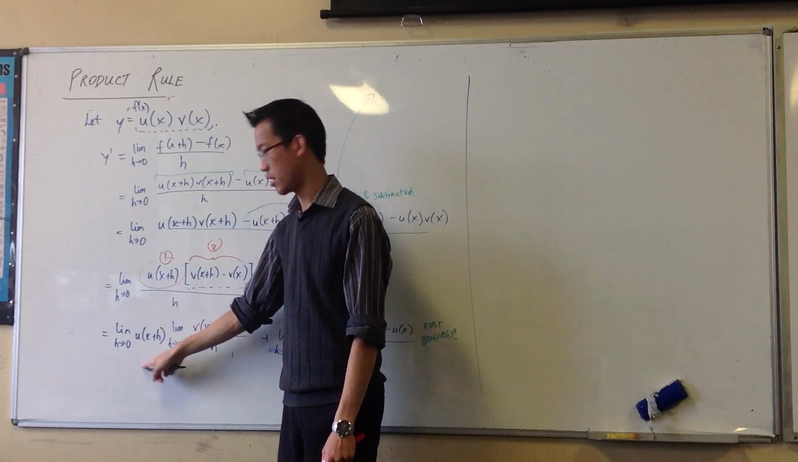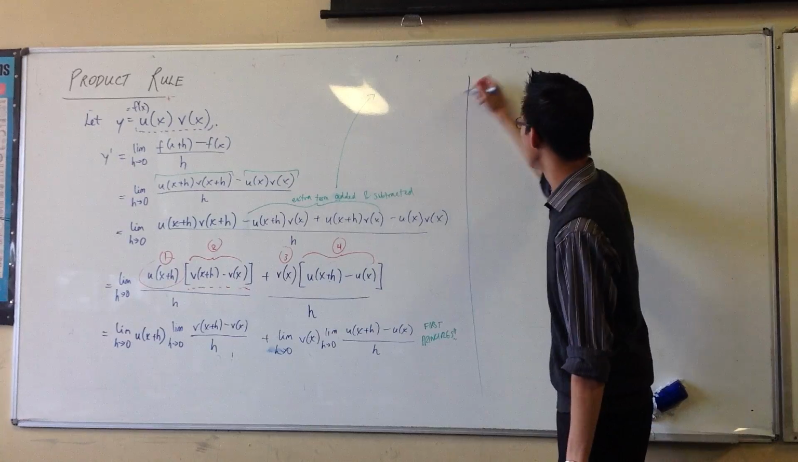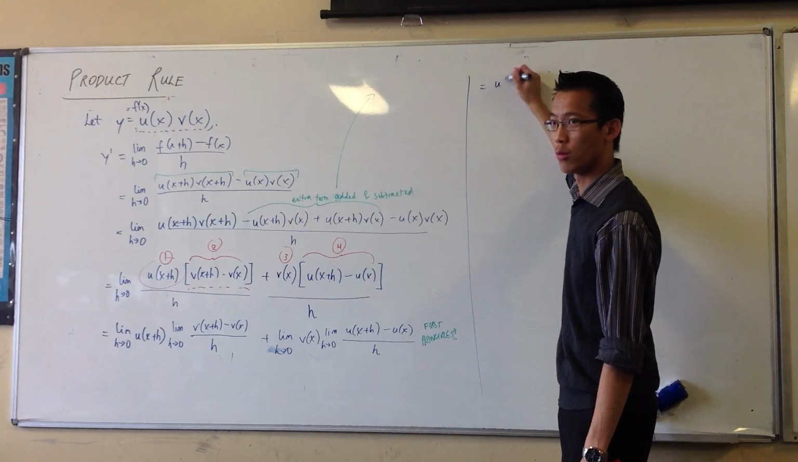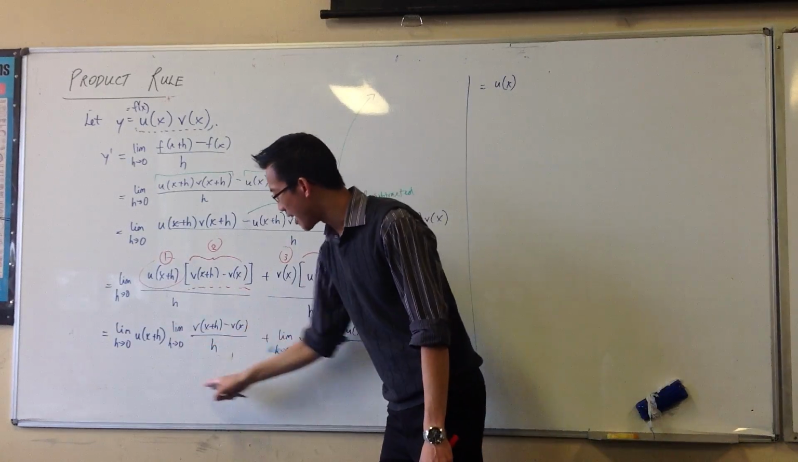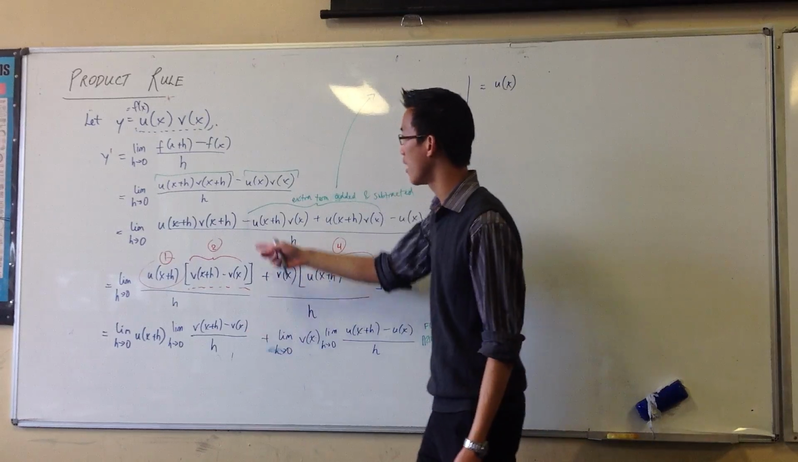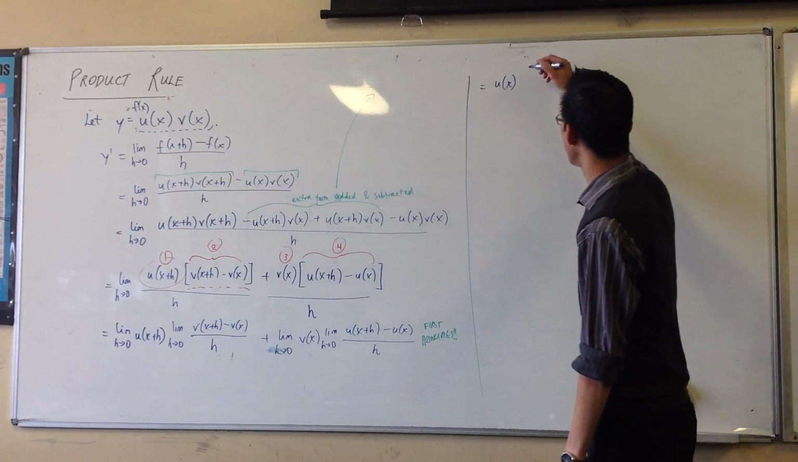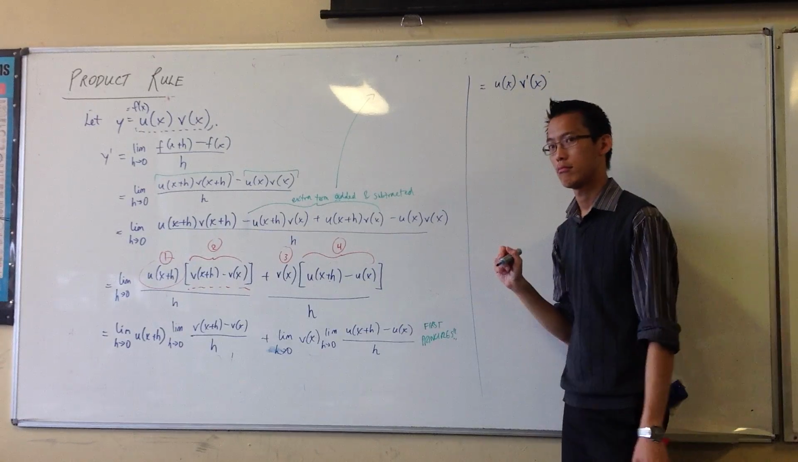H is not on the denominator, so I can just slap in h equals 0. So when h equals 0, that limit is just u of x, isn't it? The h is gone. Okay. Now we said this guy was like first principles. This is what you get when you're trying to differentiate a function. Okay. So this is v dash x. Is that okay?